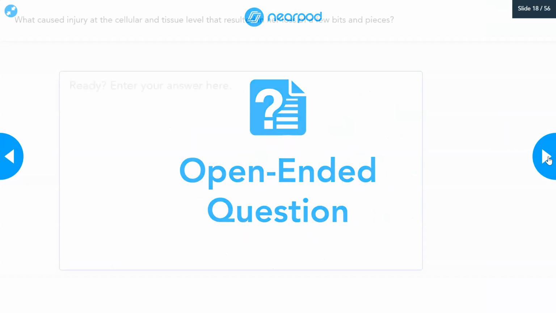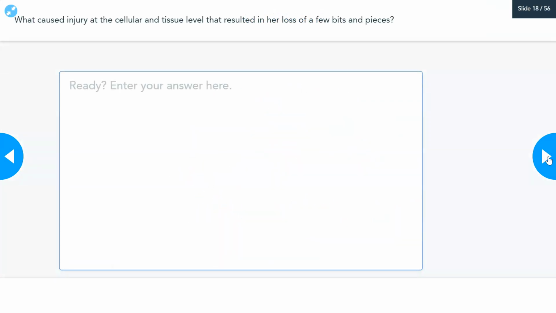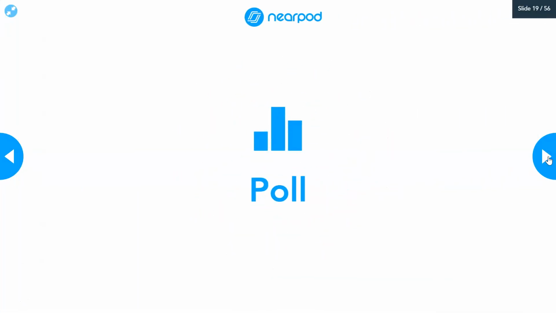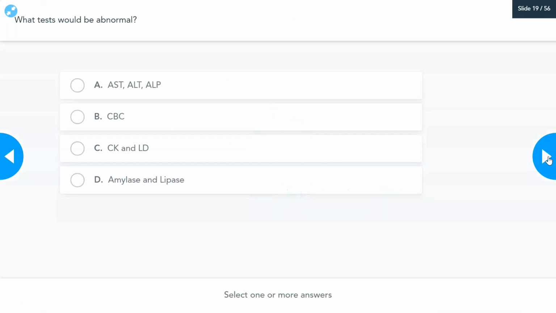All right. So again, what caused the injury? Again, don't be looking too far. It's pretty obvious here. She was on top of a mountain caught by an avalanche, okay? And the second question then is, what test would detect this? What test do you think would be abnormal?